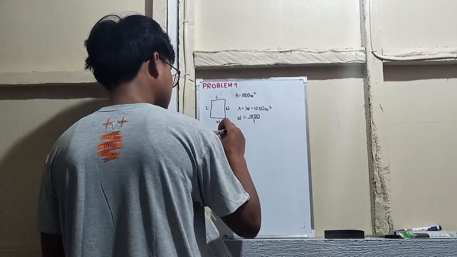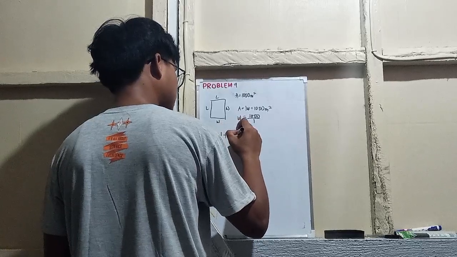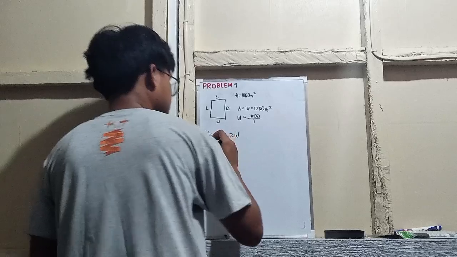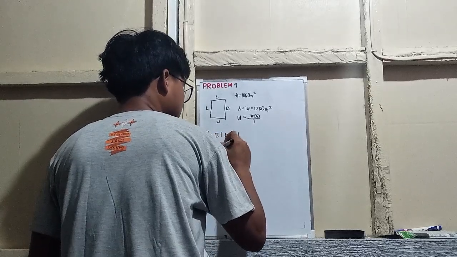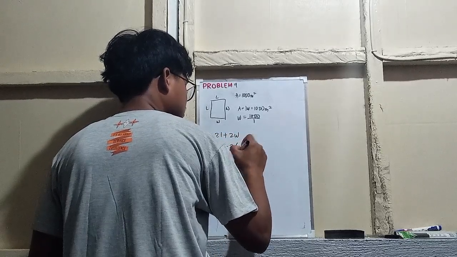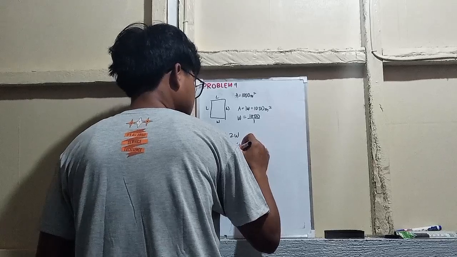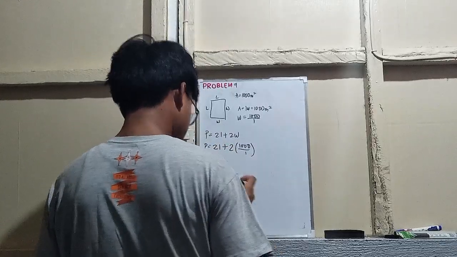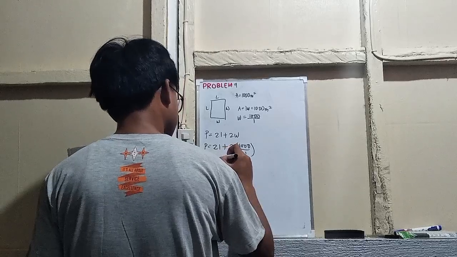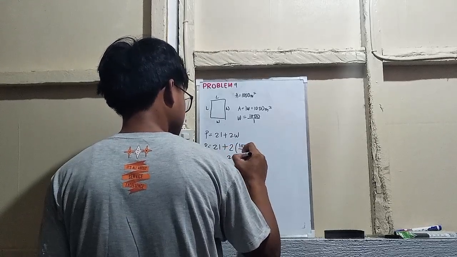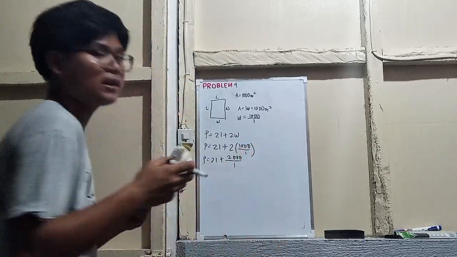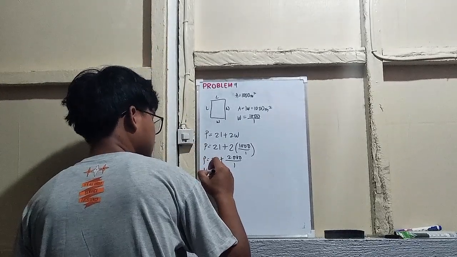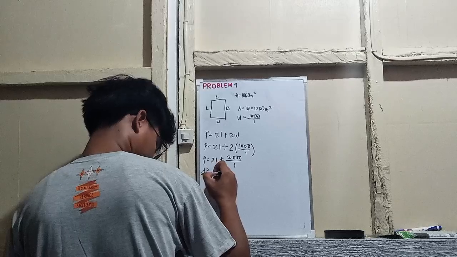Now we will proceed in getting the perimeter of the rectangle. So P is equal to 2L plus 2W. Then we'll substitute the value of W here. So P is equal to 2L plus 2 times 1,000 over L. We'll solve. P is equal to 2L plus 2,000 over L. And now we'll differentiate the formula. So we will get dP over dL.